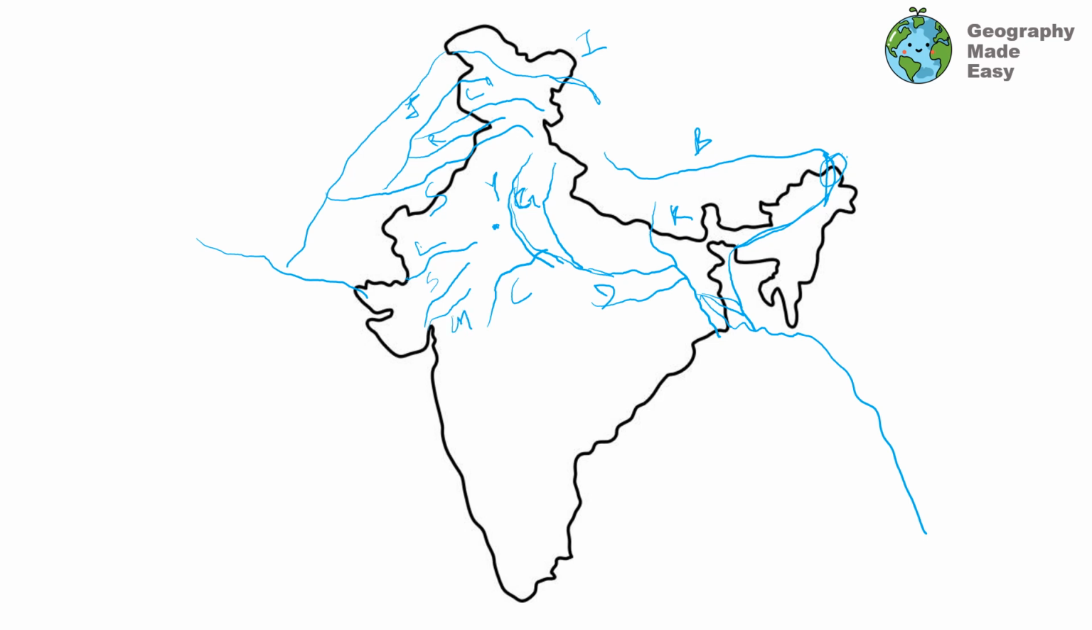Next, very commonly asked question is mark Narmada, mark Tapi, and in between the Satpura range. So this is the position of the Narmada, this is the position of Tapi, and the Satpura range actually occurs here.